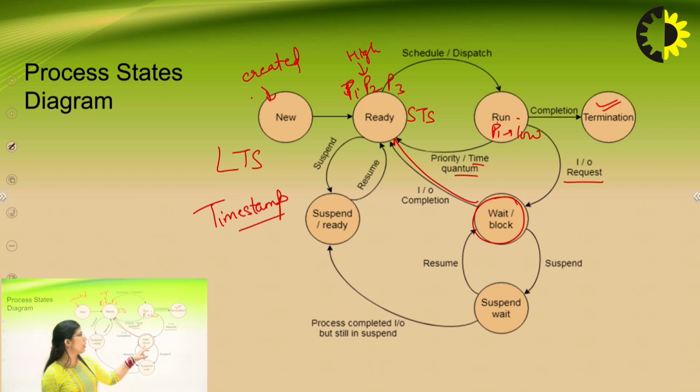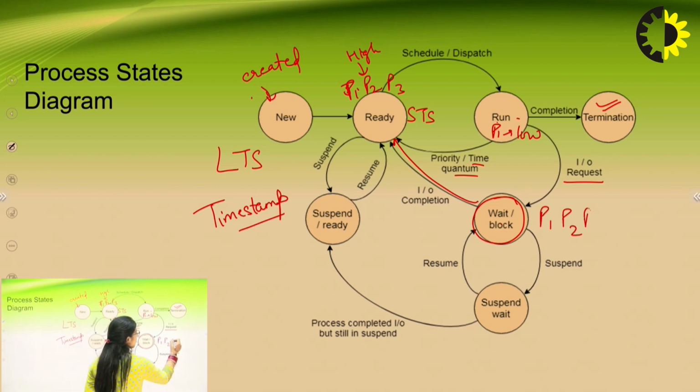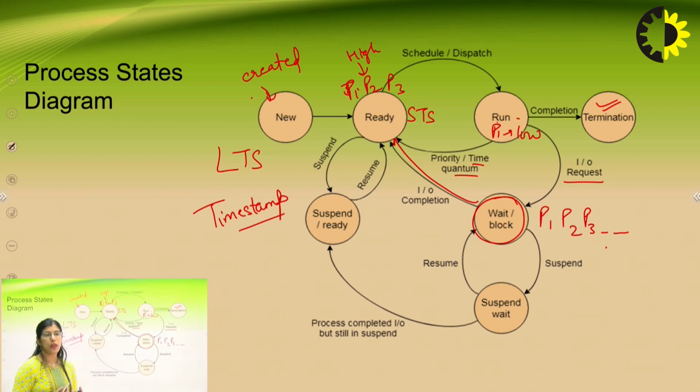When P1 is waiting here, let's say many processes came to this particular state queue. Here we have multiple processes. All the low priority processes, or the processes which request a particular device which is held by another process, get suspended and come to this particular state. This state resides in secondary memory.